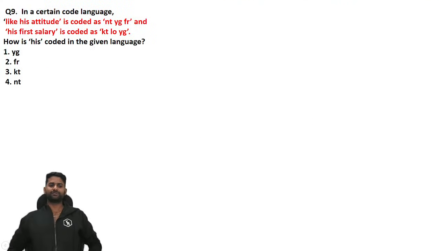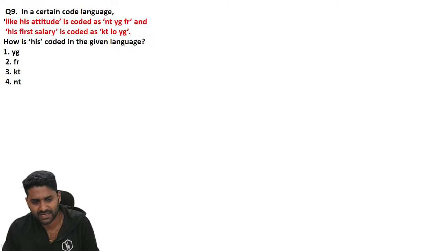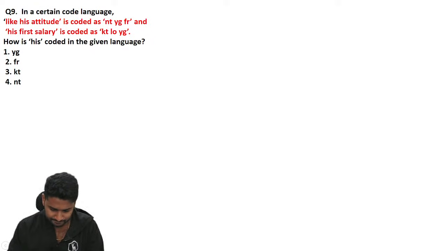So move on to the next question, from coding and decoding. It's all about comparison. We have two pieces of information: his attitude is coded as NTPC. His first salary is coded as KTLOYG. Now the question: how is his coded in that given language?